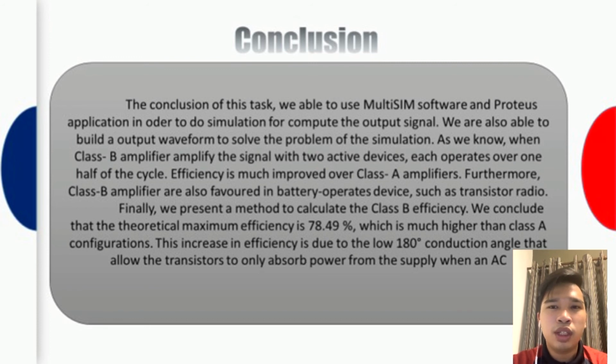Finally, we present a method to calculate the Class B efficiency. We conclude that the theoretical maximum efficiency is 78.49%, which is much higher than a Class A configuration. This increase in efficiency is due to the 180-degree conducting angle that allows the transistor to only absorb power from the supply when on AC.